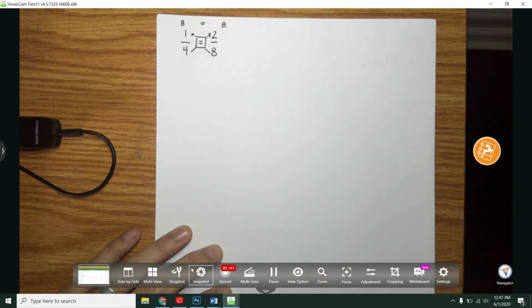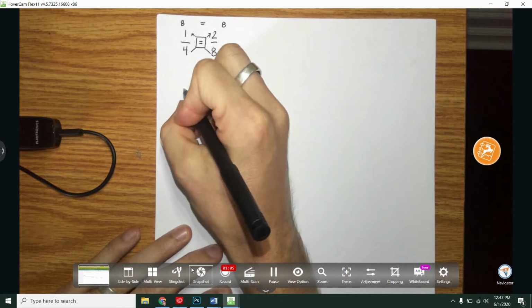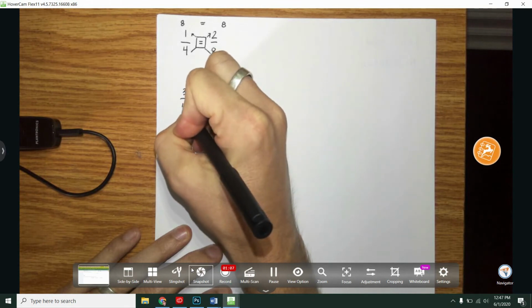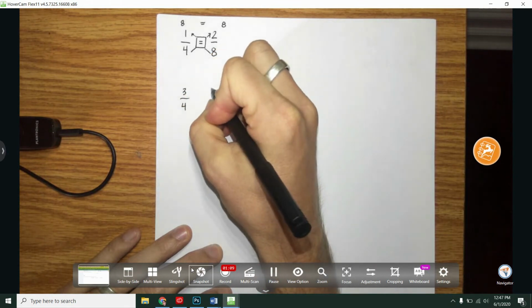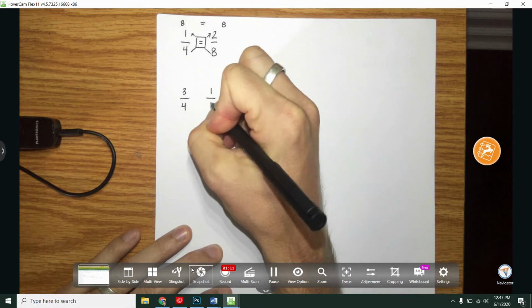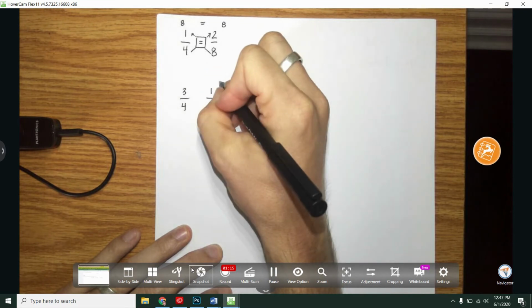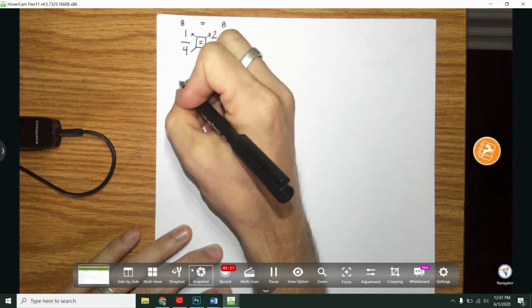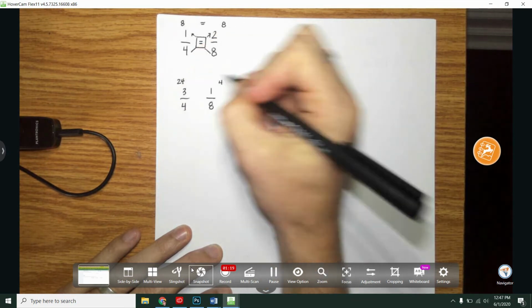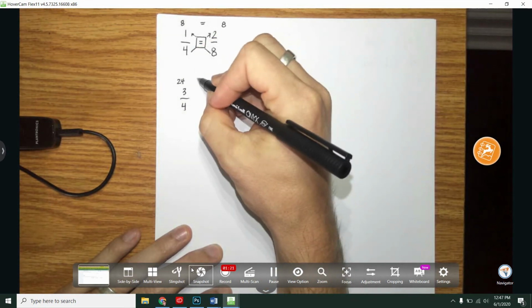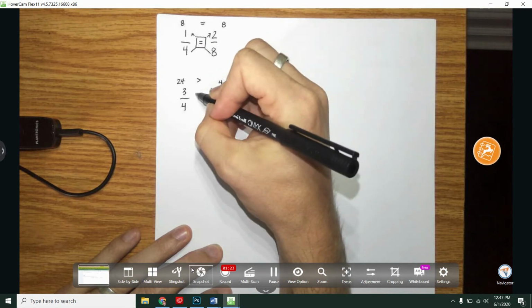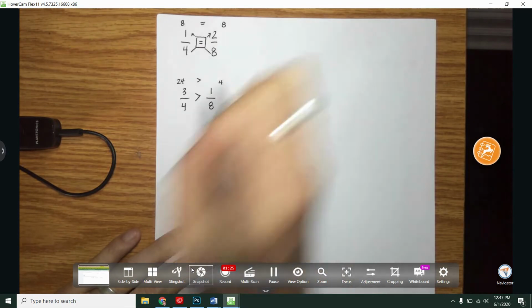If we had different numbers in there and we said, okay, we had 3/4, and we want to know its relationship to 1/8. Well, we'd still do that same thing. We'd go 4 times 1, which is 4. 8 times 3 is 24. So we know that this one is the greater number, which means this fraction is greater.